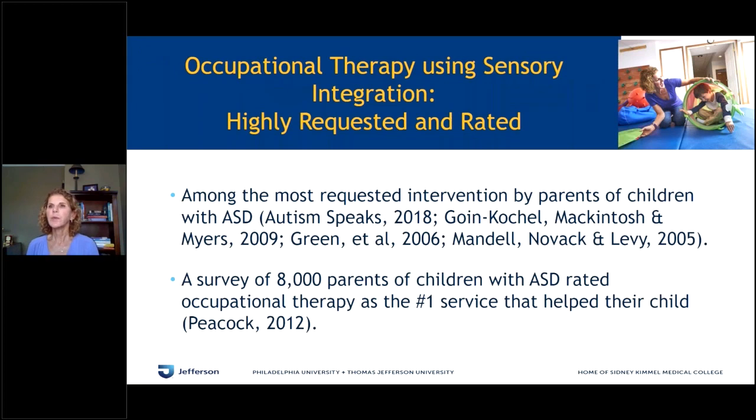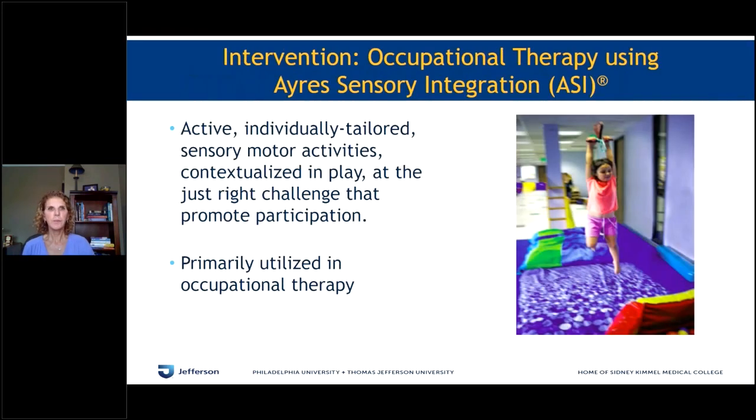Now on to the intervention for sensory features. Underscoring the impact of sensory features, parents report that occupational therapy using the principles of Ayres sensory integration is among the most requested services by parents of children with autism, which underscores its importance. And also that occupational therapy is rated as the number one service that helped their child with autism. So clearly, this is important to families.